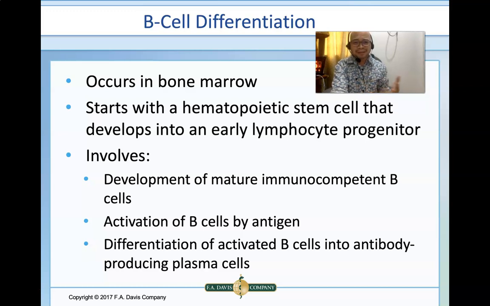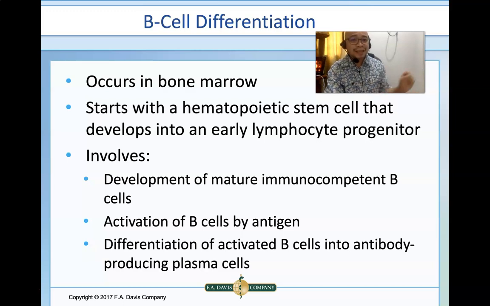It is very important that you recall your lessons in Hematology 1, because B cell differentiation starts with hematopoietic stem cells that develop into early lymphocyte progenitors. When you say progenitor, it means that it is the mother of all lymphocyte cells. They are the ones that produce the progenitor. An example is lymphoblasts. So B cell differentiation involves the development of mature immunocompetent B cells.